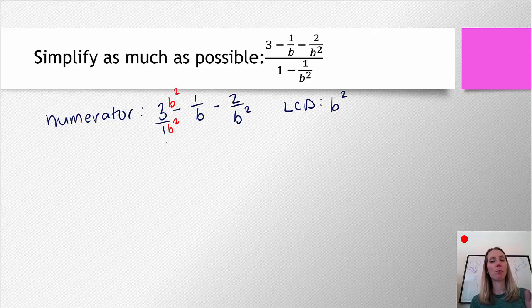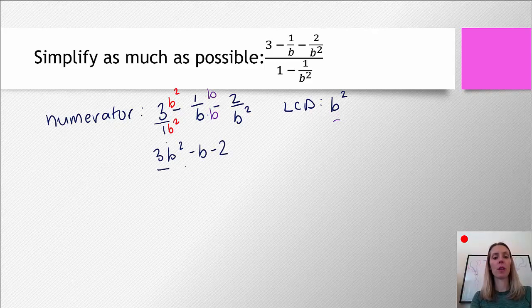In the middle, I have 1 factor of b. I need 2, so I need to multiply by a second b. So I'm going to multiply by b. Whatever I do to the denominator, I do to the numerator as well. And the third term already has the b squared denominator. So now they all have a b squared denominator. We're going to rewrite this as 3b squared minus b minus 2, all divided by b squared.